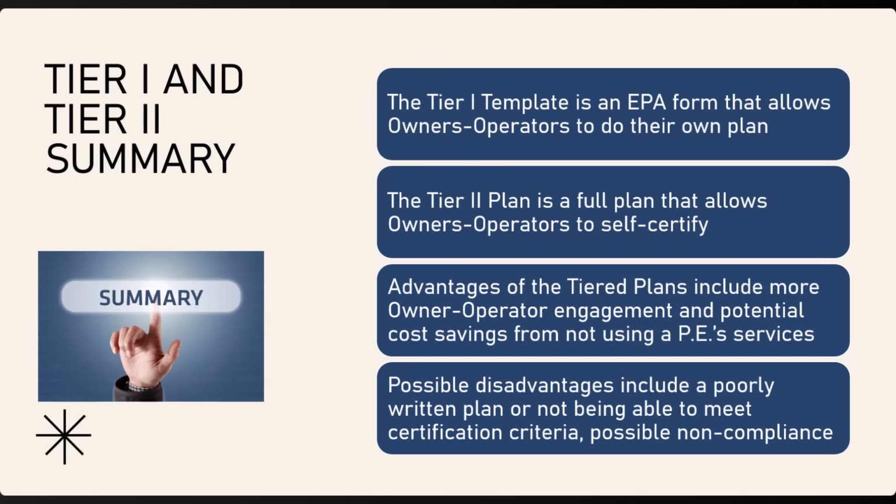To summarize this section on Tier 1 and Tier 2 plan options, the Tier 1 template is an EPA form that allows owner-operators to do their own plan. The Tier 2 plan is a full plan that still allows owner-operators to self-certify. Advantages of the tiered plans include more owner-operator engagement and potential cost savings from not using PE services. Possible disadvantages include a poorly written plan or not being able to meet certification criteria, possibly resulting in non-compliance.